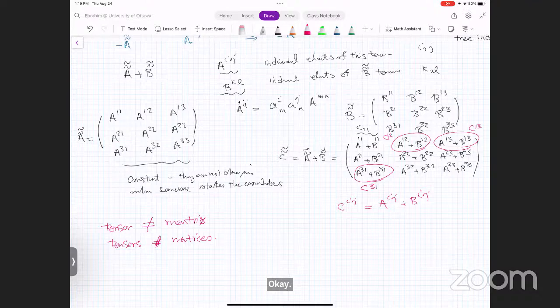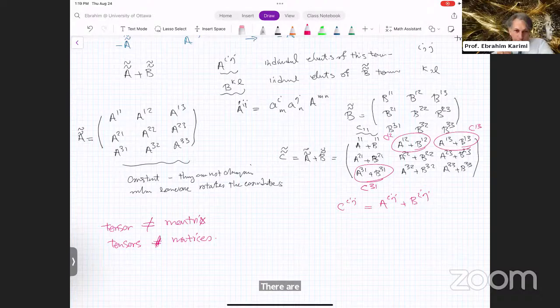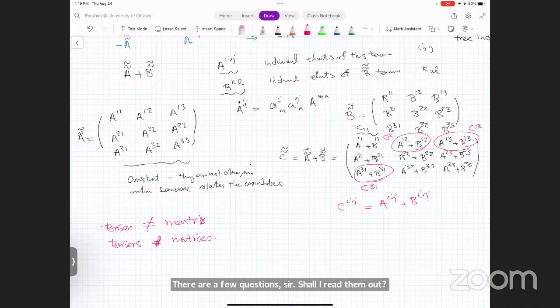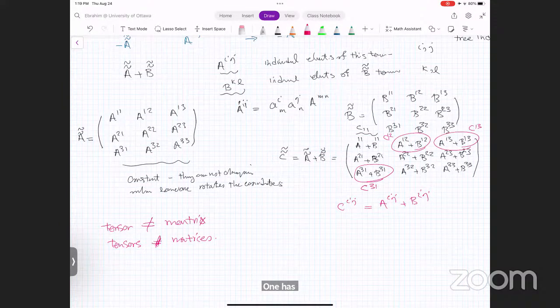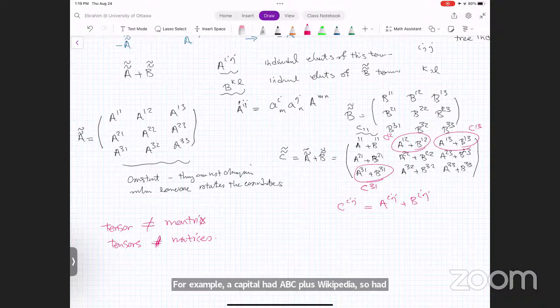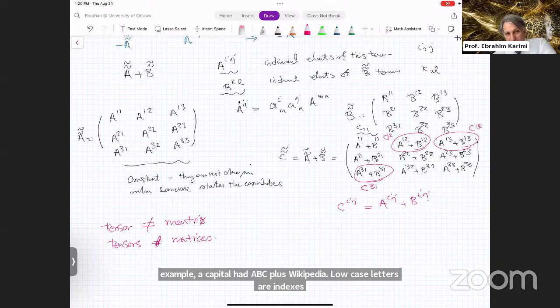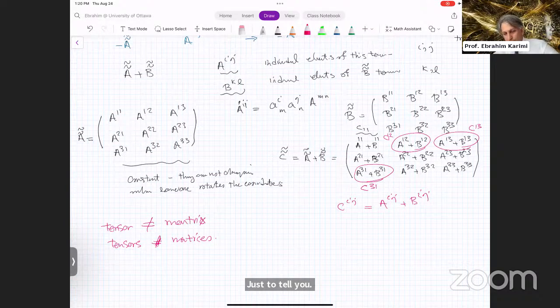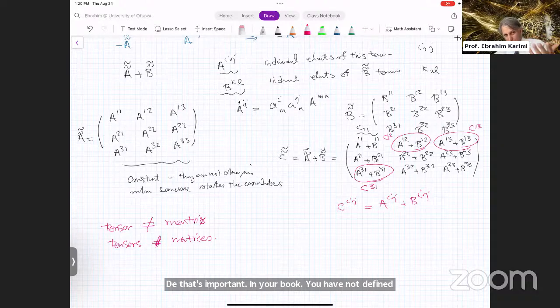There are a few questions, sir. Shall I read them out? Yeah, you can just go ahead. One has asked how the sum of tensors would look if the dummy indices are different, for example, capital A with ABC plus capital B with DBC, where lowercase letters are indices. Well, the dummy indices should be in opposite positions. Just to tell you, that's important. In your book, you have not defined that. It depends on the textbook, but in my notation, it should always be one up, one down. I'm not allowed to write it in this way.